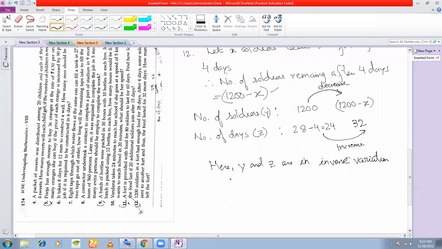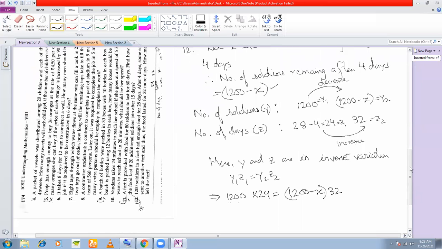If Y and Z are in inverse variation, what can I say? Y1 Z1 is equal to Y2 Z2. You can call this your Y1, this your Z1, this your Y2, and this your Z2. Now you can put the values here. Y1, 1200, into 24, is equal to Y2, which is 1200 minus X, into Z2, which is 32. Now you can solve this equation.